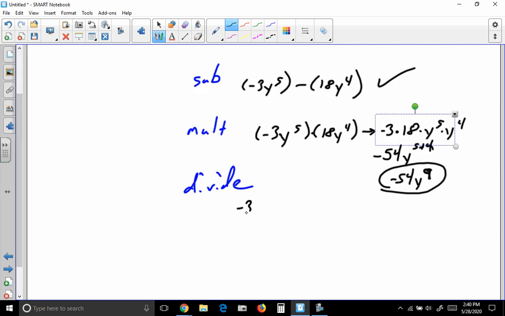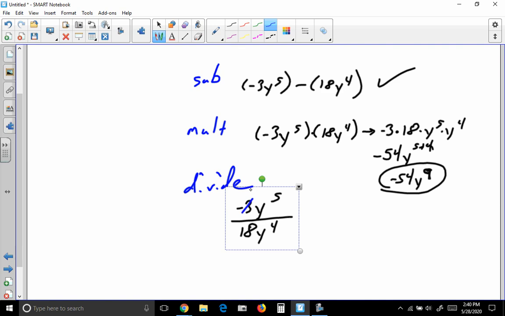So let's do dividing. We can reduce this. 3 and 18 have a common factor of 3. 3 goes into 3 once. 3 goes into 18 6 times. So our coefficient on top is -1. Our coefficient on bottom is 6. And then what do we do, or can we divide if these have different exponents? Well, we can divide them and we subtract the exponents.